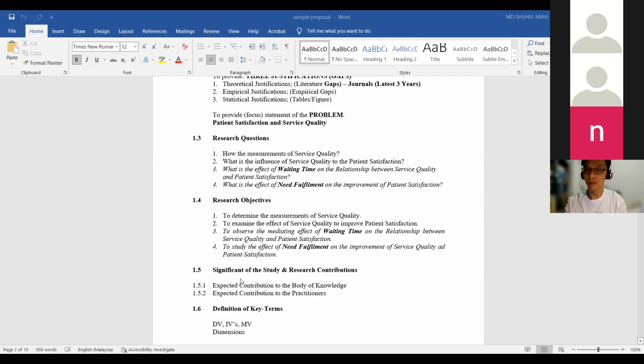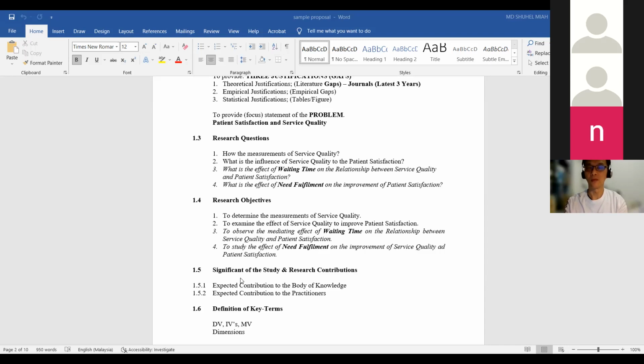Try not to make more than 5 research objectives. It will be too many. Sometimes we notice that students write 6, 7, 8, which is too many. But no less than 3. If you write fewer than 3 objectives, it's also not doctorate level. So in order to maintain a doctorate level, minimum 3, maximum 5. Within this range is good.